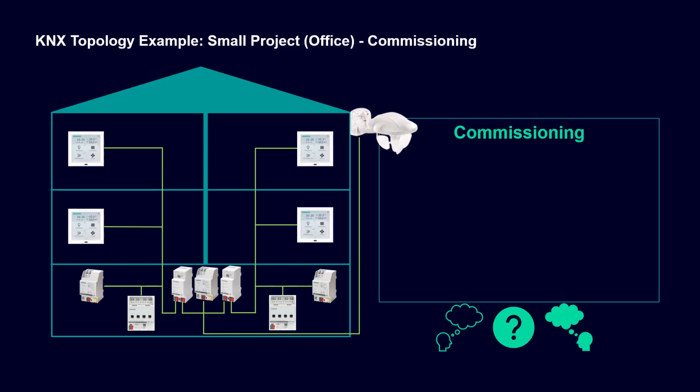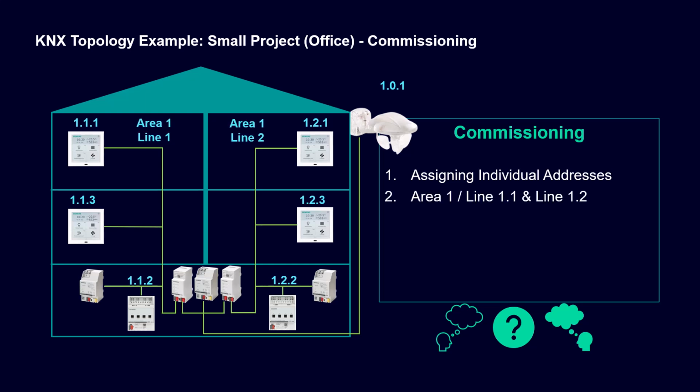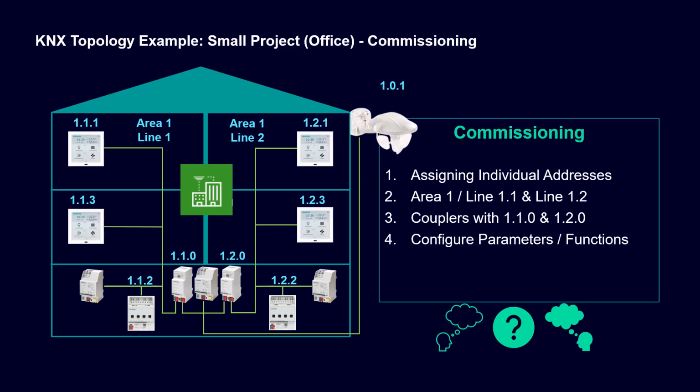For a better understanding, let's look at the commissioning of this topology. As already explained in the first module, each individual device receives its own individual address. Even now, we are still in the same building within the same topological area, but on two different lines, one line for each office. Therefore, the individual address of one line is 1.1 and the other is 1.2. The two couplers play a special role here. The individual address of these couplers always ends in 0, a clear identifier that immediately makes their special role in the line network visible. After addressing, the usual parameterization follows in the ETS.